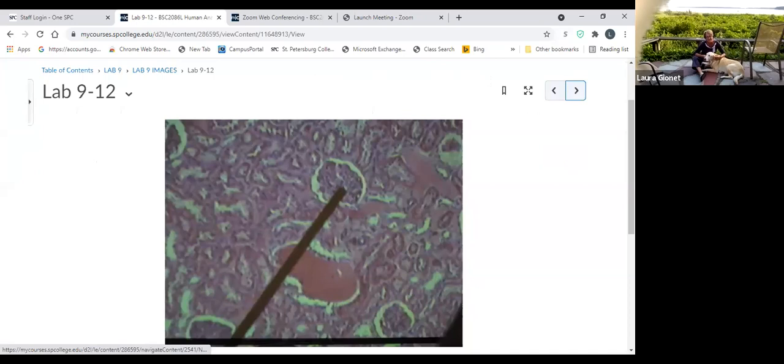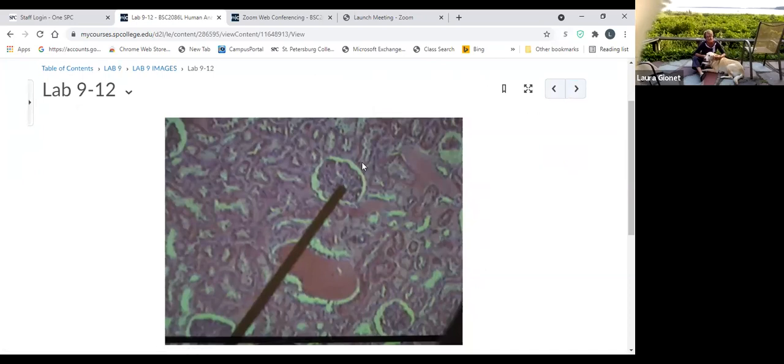All right, this is a slide from the renal cortex region. These here at the tip of the pointer, that whole structure is a renal corpuscle. You can see the Bowman's capsule on the outside. So you see these repeated knobby, ball-like structures, you must be in the cortex.